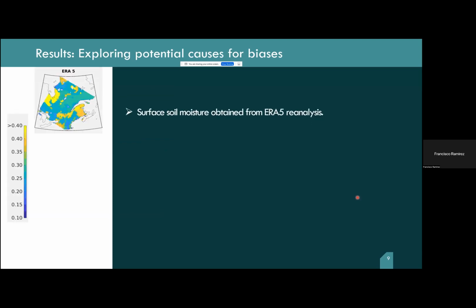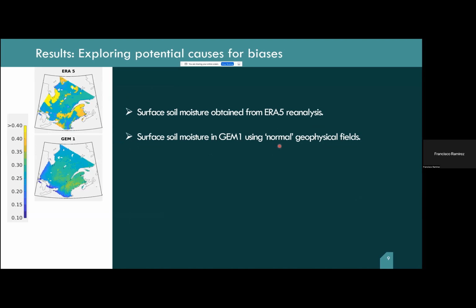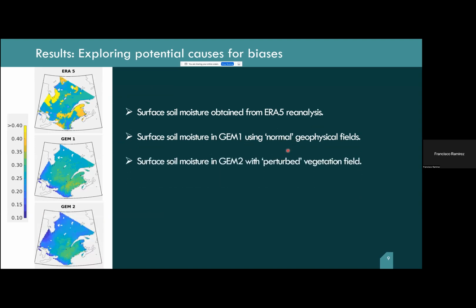Okay, in step 2, we aim to find the causes driving bias. And to this end, we use the 2 GEM simulations that I previously presented. Here I'm showing the Euro 5 surface soil moisture values used both in training and validation. The first GEM simulation has the normal geophysical fields. The second GEM simulation was designed to induce bias and therefore test the framework.